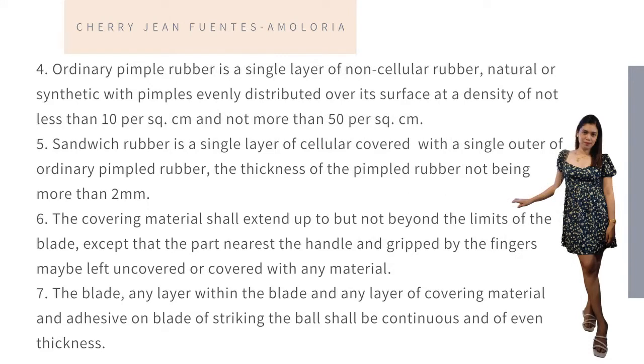Number 4. Ordinary pimpled rubber is a single layer of non-cellular rubber, natural or synthetic, with pimples evenly distributed over its surface at a density of not less than 10 per square centimeter and not more than 50 per square centimeter. Number 5. Sandwich rubber is a single layer of cellular rubber covered with a single outer layer of ordinary pimpled rubber, the thickness of the pimpled rubber not being more than 2 mm.